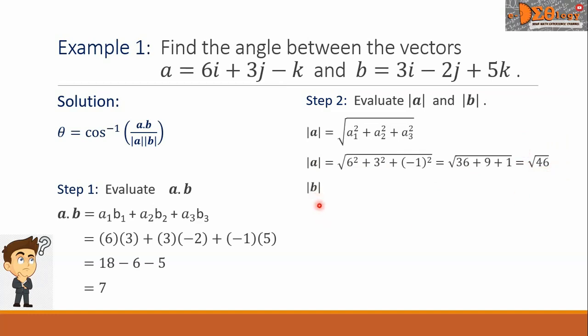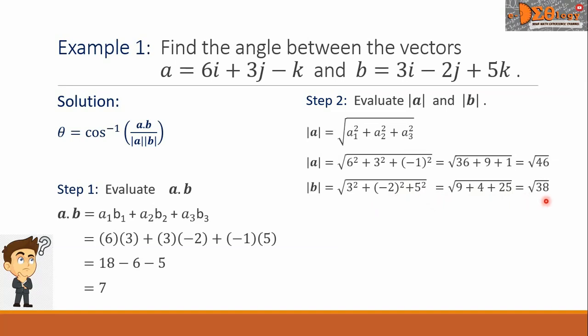Now for the length of B, let us substitute the corresponding values. So we have now this, the big square root of 3 squared plus the square of negative 2 plus 5 squared. Let us simplify the squares. 3 squared is 9, square of negative 2 is positive 4, 5 squared is 25. So 9 plus 4 plus 25, the final answer is square root of 38.